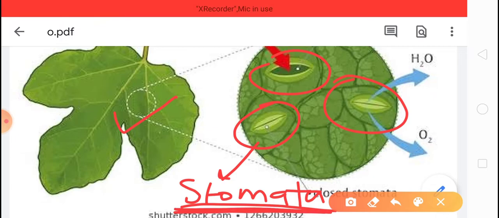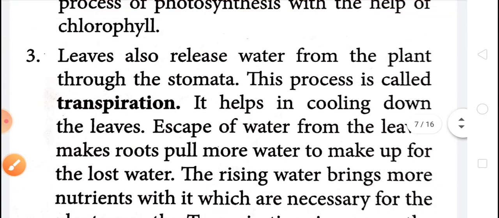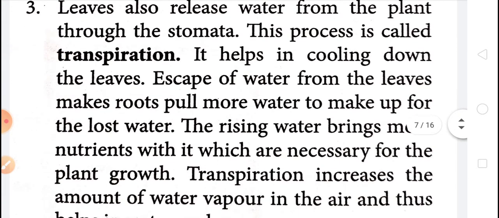Okay, so water is released from the plant through these stomata, and this process of releasing water is called transpiration. The process of losing water from the stomata is called transpiration. This process helps in cooling down the leaves.